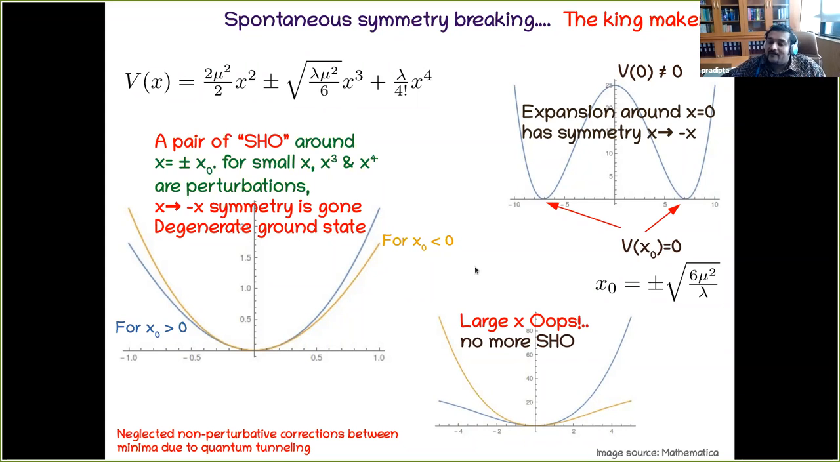And why that symmetry is gone, that is also obvious, because if you are here, I hope all of you can see my mouse, because that is important. You can see my mouse? Is it visible?